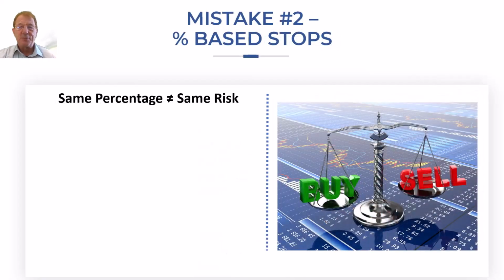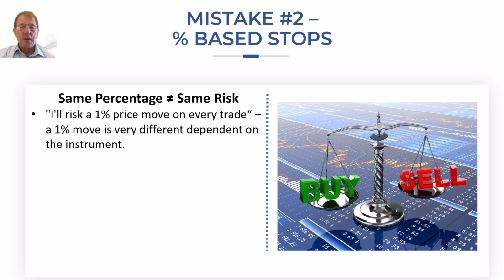Mistake two is using percentage-based stops because the same percentage isn't necessarily the same level of risk. So if you adopt the approach that I'll risk a 1% price move on every trade, a 1% move is very different depending on the instrument. We'll show you this in a moment.